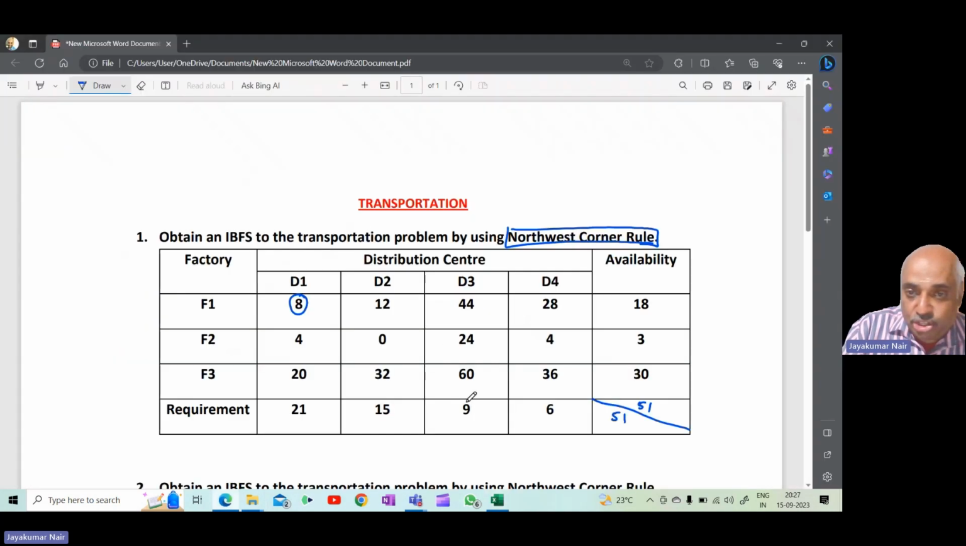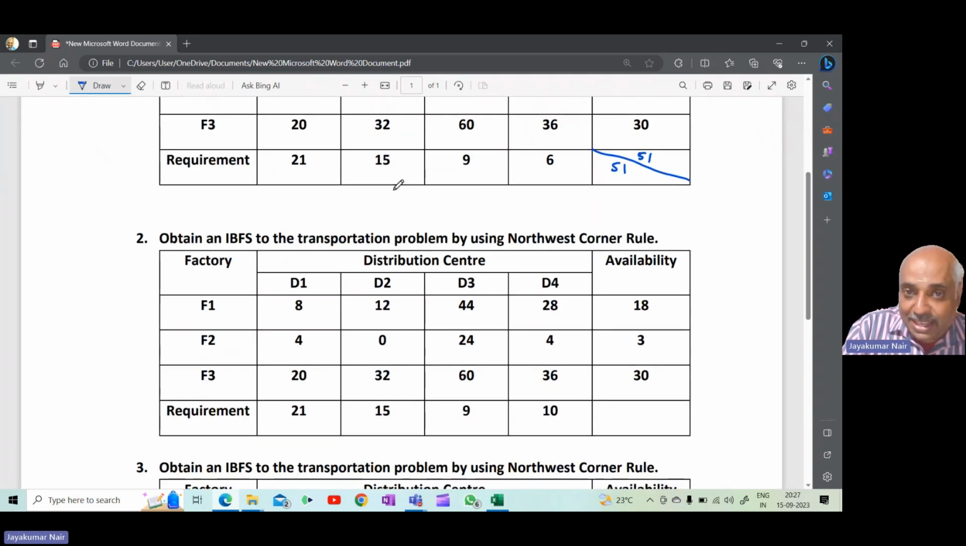Now, the same question I'm going to modify, because here it is balanced data. Supposing the data is unbalanced. I've taken the same matrix, but only one change. Here, the requirement is 6; I made the requirement 10. Why? Because I want to make the data unbalanced. So what is the total? 21 plus 15 plus 9 plus 10, I get 55. Whereas here 18 plus 3 plus 30 is 51. So this is an unbalanced data.